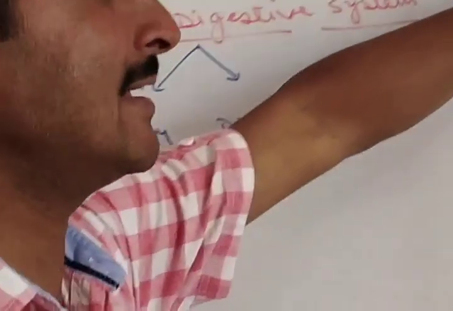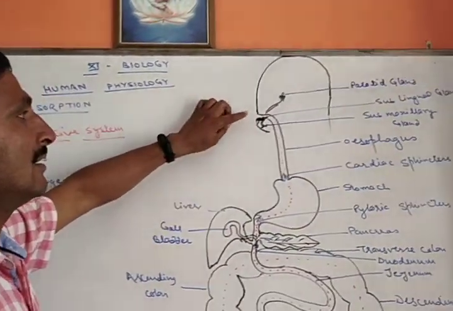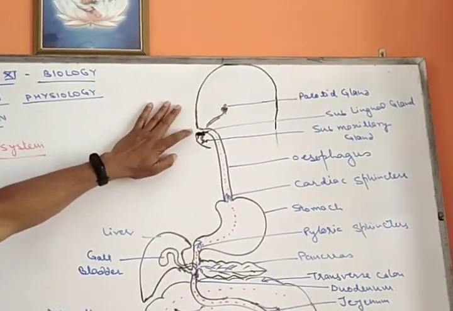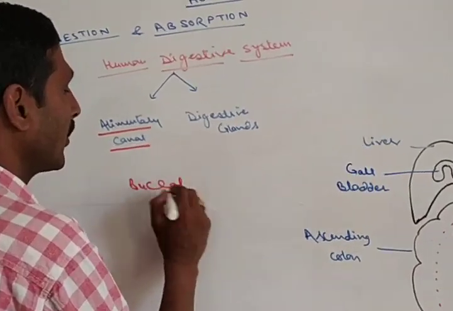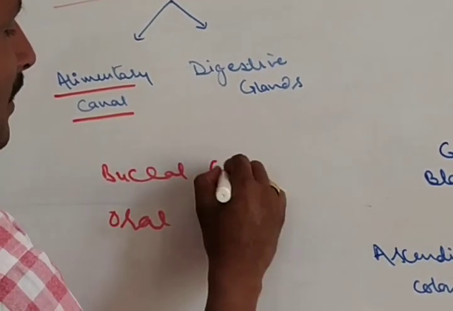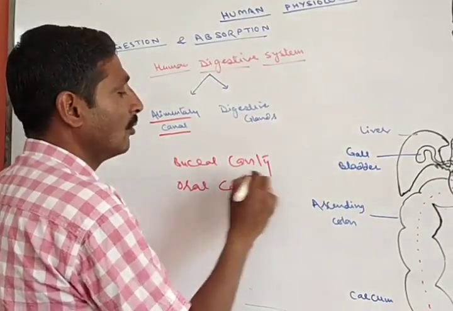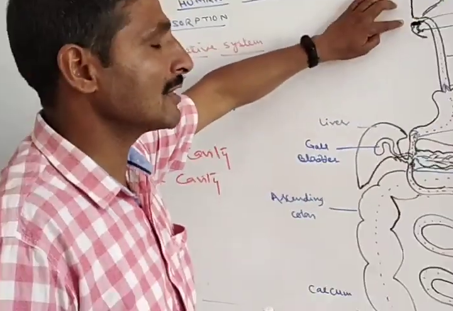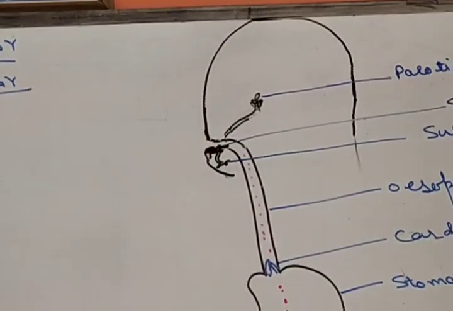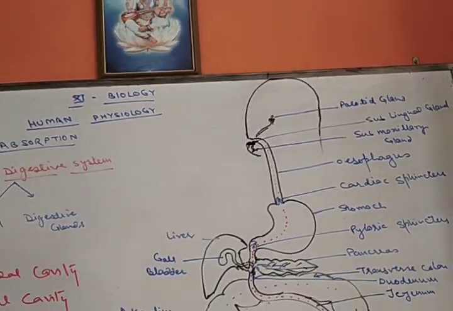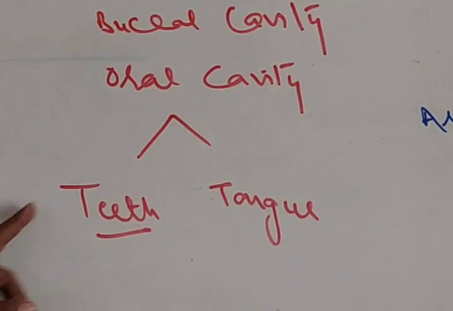The human alimentary canal has the following structure that we have to discuss in detail. The first part of the human alimentary canal is called the buccal cavity, also called the oral cavity. The buccal cavity or oral cavity is the first and foremost opening part of the human alimentary canal, which has two special structures called teeth and tongue. Two T's are there, teeth and tongue.